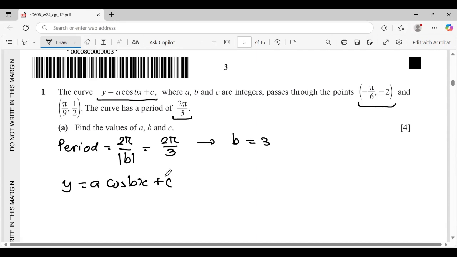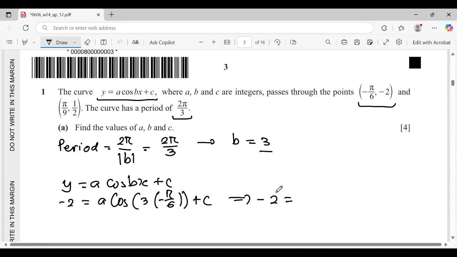So we can substitute this information into this equation and it becomes minus 2 equals a cosine, 3 because b equals 3, 3 times minus pi over 6, plus c. So it becomes minus 2 equals a cosine minus 1/2 pi. Cosine minus 1/2 pi is 0, plus c. So c equals minus 2.